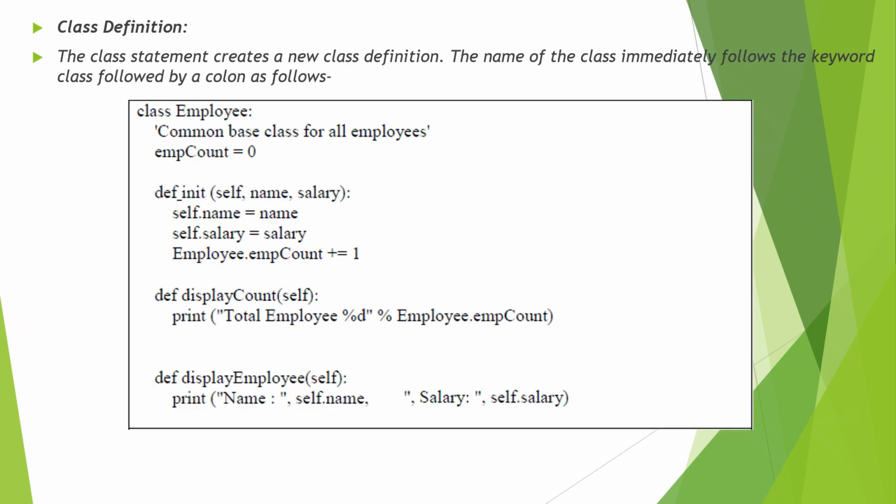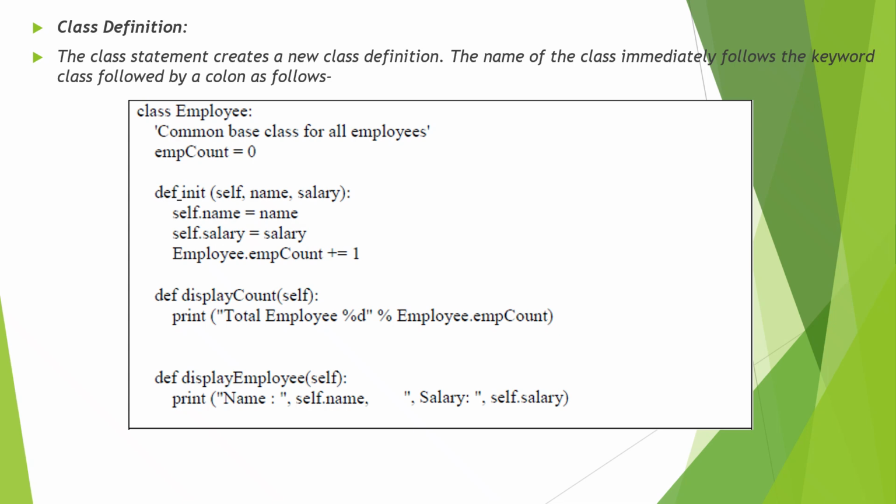Next, coming to class definition, the class statement in Python is used to define a new class. This creates a template for objects, a sort of blueprint that describes what data and behaviors the objects will have. So as you can see, there is a sample program on the screen.